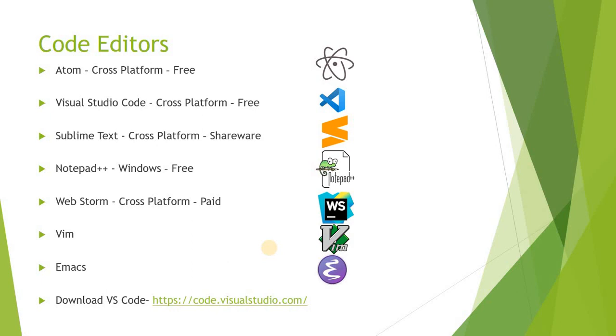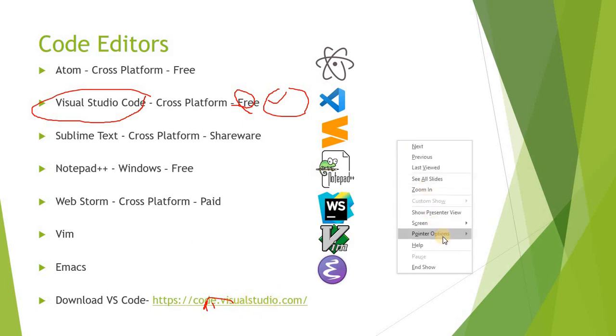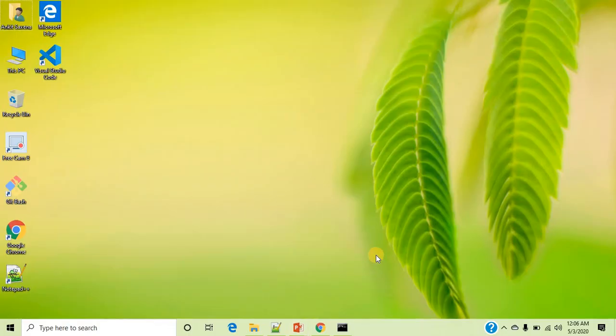So in this series we will use Visual Studio Code, which is developed by Microsoft, and it is freely available to use, that is, open source. So you don't need to purchase it. You can directly download it and use it. Here is the link of the official website of Visual Studio Code, that is code.visualstudio.com. From this site you can download it.